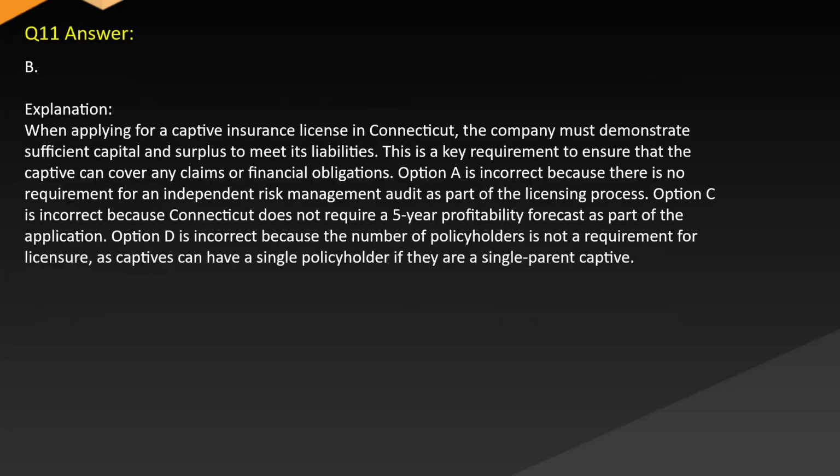Answer B. Explanation. When applying for a captive insurance license in Connecticut, the company must demonstrate sufficient capital and surplus to meet its liabilities. This is a key requirement to ensure that the captive can cover any claims or financial obligations. Option A is incorrect because there is no requirement for an independent risk management audit as part of the licensing process. Option C is incorrect because Connecticut does not require a 5-year profitability forecast as part of the application. Option D is incorrect because the number of policyholders is not a requirement for licensure, as captives can have a single policyholder if they are a single parent captive.